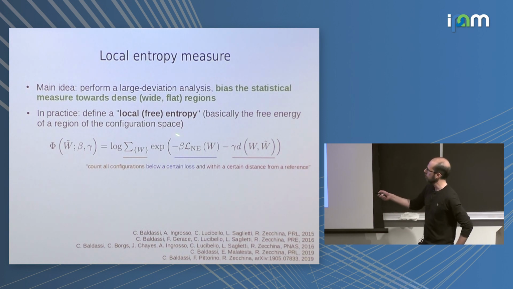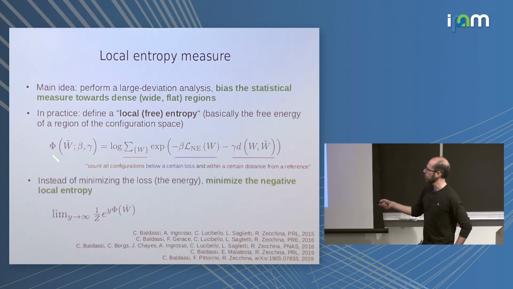We have two control parameters, beta and gamma. Gamma determines the distance, beta determines the energy levels that we are exploring, and then we want to optimize over this potential. So we basically consider this expression, the usual Gibbs measure, but with a different potential, a different inverse temperature that we're calling y, and we send that to infinity. So this is the setup.